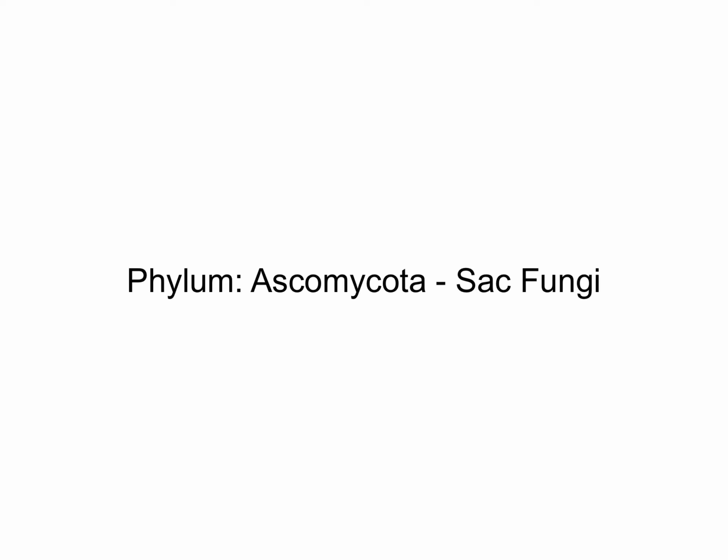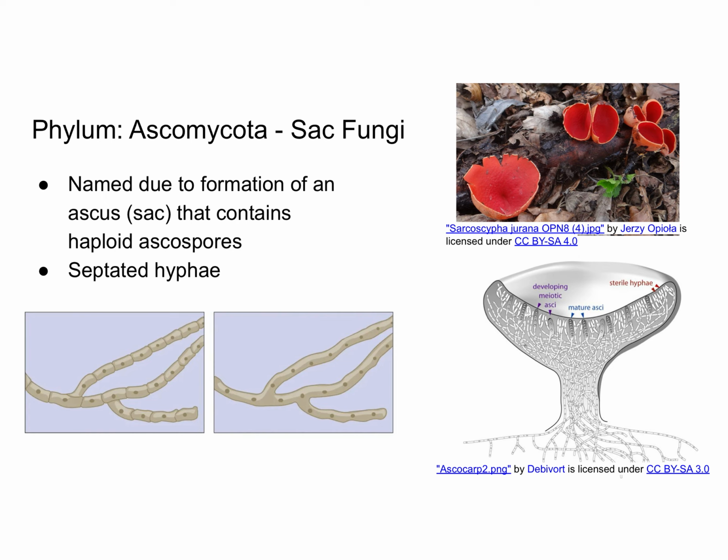In this video, we're going to talk about fungi in the phylum Ascomycota, which are also known as the sac fungi. These fungi get their name due to the formation of a sac that contains haploid ascospores. This picture here shows you an example of a sac fungus. And this whole structure here, this bowl-like structure, is known as an ascocarp.